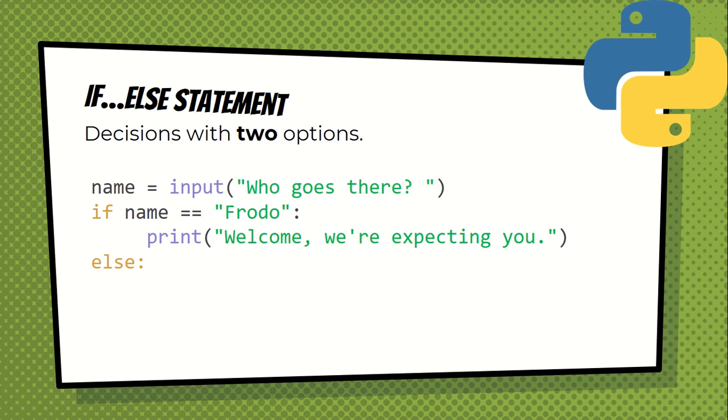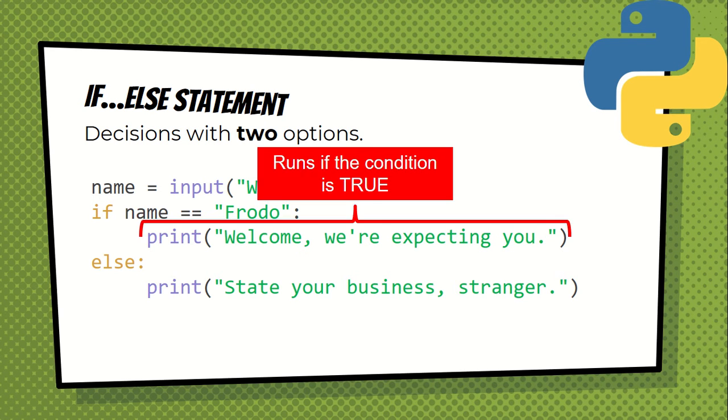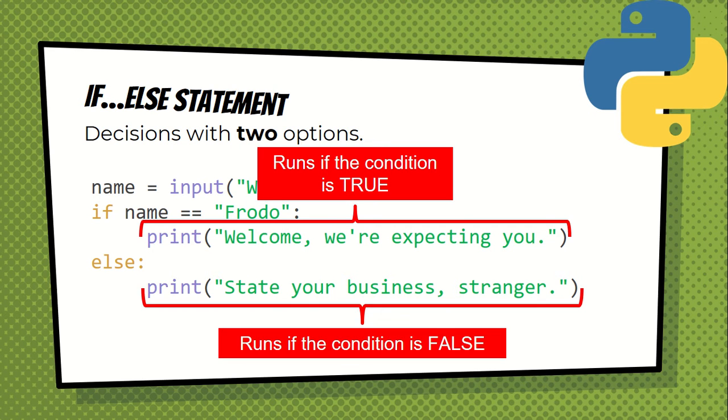But what if they give me anything else other than Frodo? Well, I can use an else command to represent that. Notice the else command has no condition, because this is just what's going to happen if the condition in the if statement is false. The user's given me any name other than Frodo. Then I want to print a different message in that case. So I can have one action to run where the condition is true, another action to run where the condition is false.